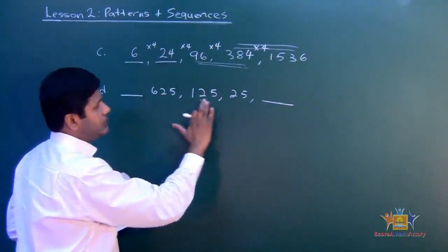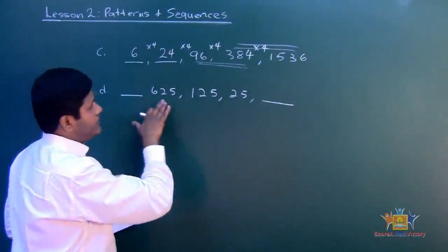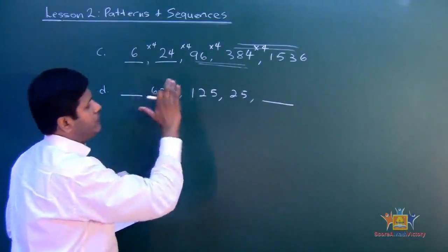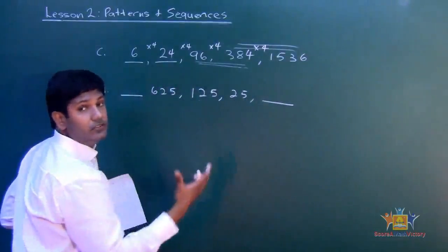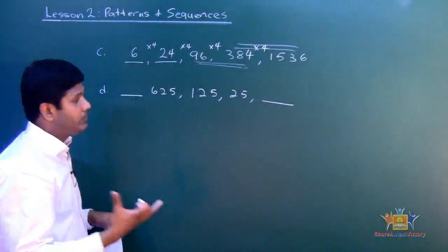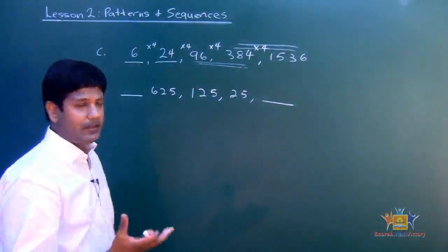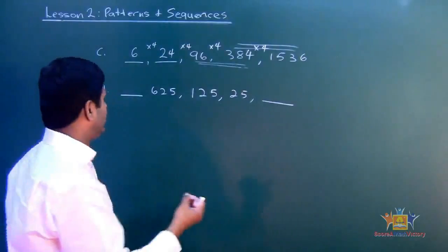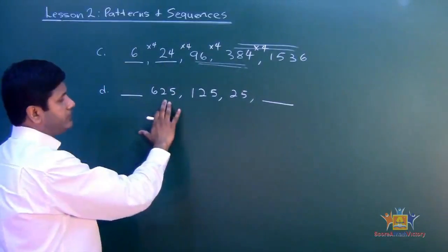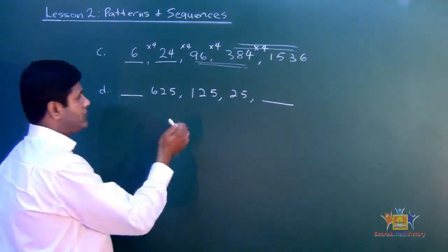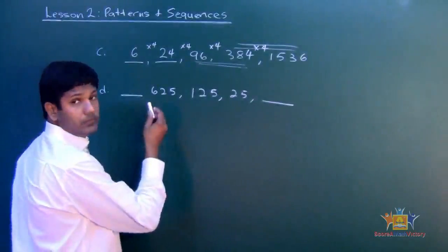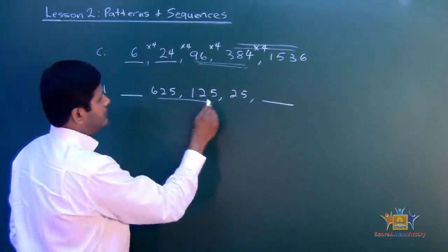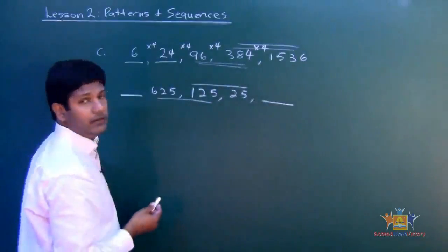But look, such a dramatic, such a rapid change: 625 to 125 to 25. So we can conclude it could be a dividing pattern. So that means division. If it's division, we find two sets. First set of numbers, another set. So we got two sets.